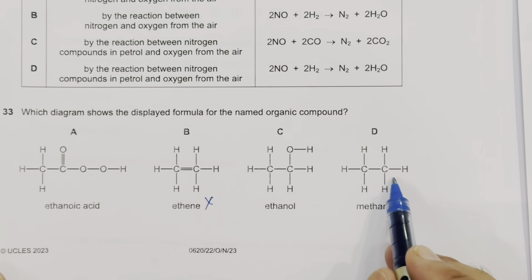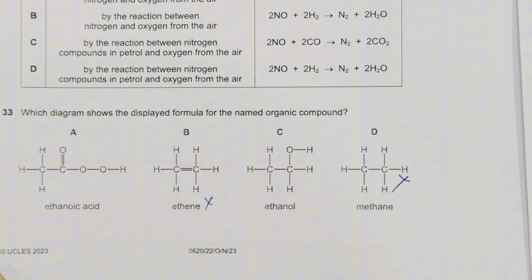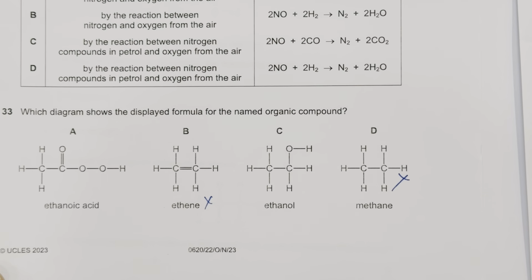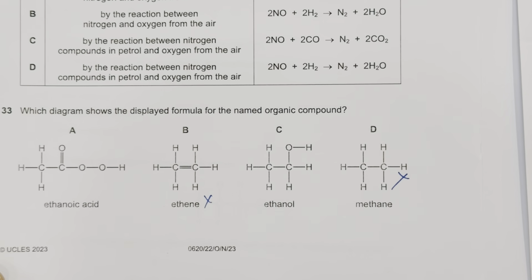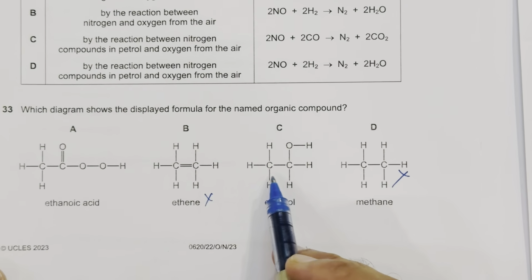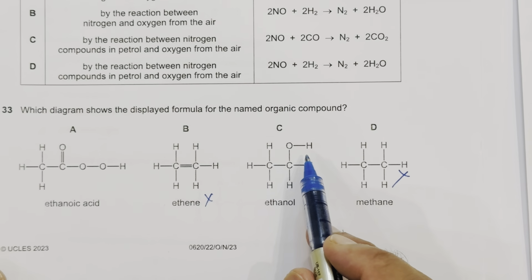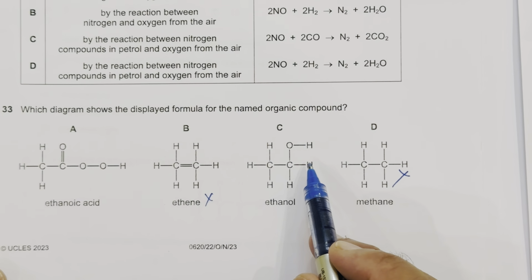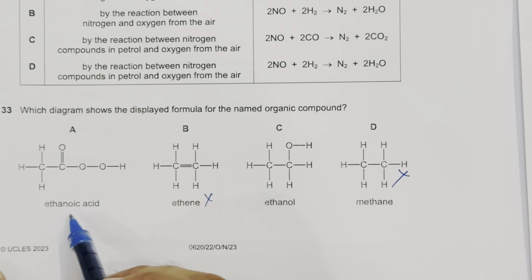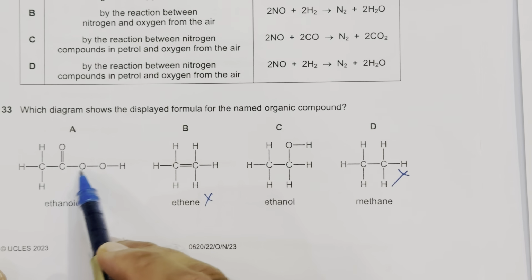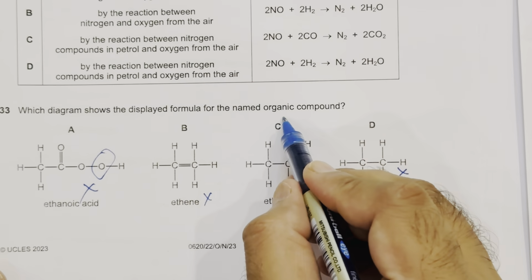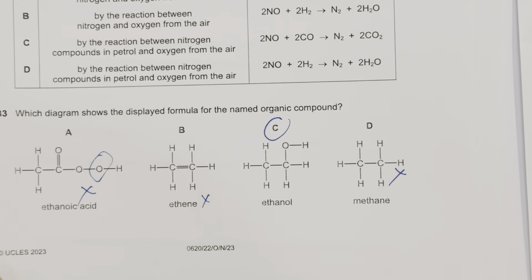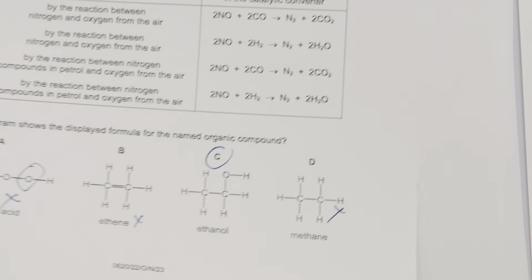Methane does not have 2 carbons, so this is the wrong option, so we have to select between A and C option. We know that ethanol has an OH hydroxide group, and an ethanoic acid should have C double bond OH, so this has an extra oxygen, which is why it is the wrong option. Ethanol should carry only OH, so this is the right option. Option number C is the right answer.